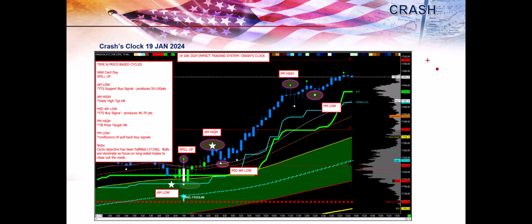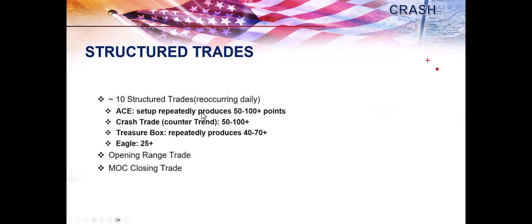The cycle objective had been fulfilled, which was 17,156. So bulls were dominant on this day. So that's 4 days of just seeing how we can have 4 to 6 rotations per day that are pre-identified. Now let's go look at structured trades.